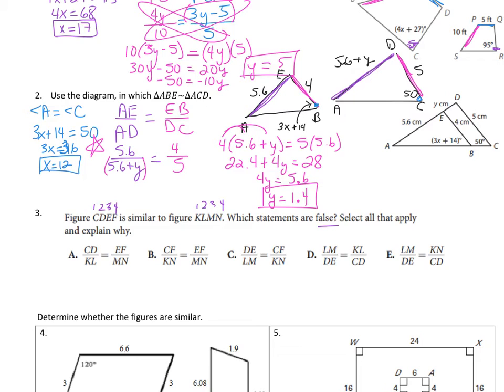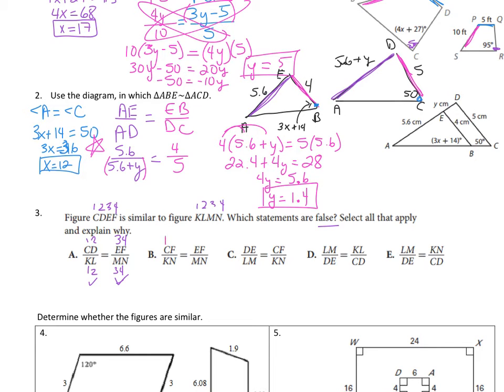So CD is 1, 2. KL is also 1, 2, so that ratio is set up the same. Or they pair up the corresponding sides together. Next, 3, 4 would be EF, and MN is also 3, 4. So notice both of the ratios are pairing up the corresponding sides together. If it doesn't, then that's the one that is false. So you want to go through the next one the same way.